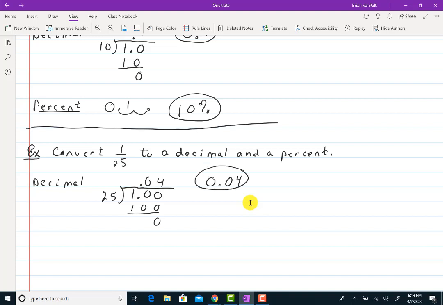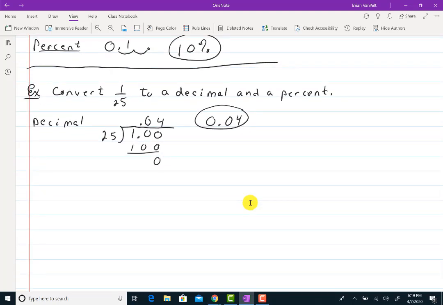For the percent, we're going to take 0.04 and move our decimal to the right 2 places. So we'll end up with 4% or 4.0% should you want it to match the decimal more closely.